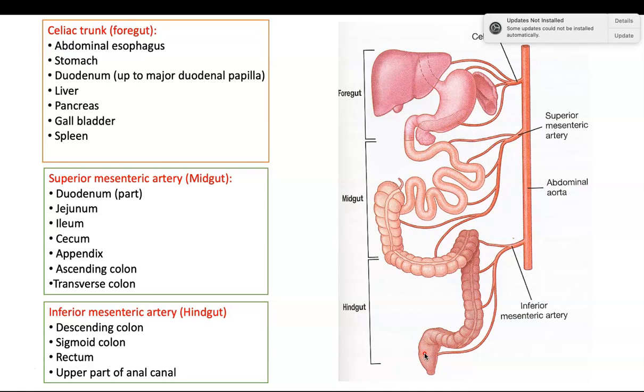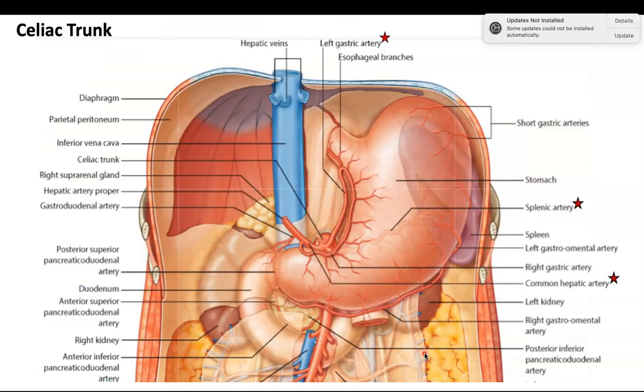Okay, now let's go to the specifics of those artery branches. So let's start with the celiac trunk, that is the first one. And the celiac trunk has three branches. One, you see, going behind the stomach and running over the pancreas. It is the splenic artery that goes all the way to the spleen.